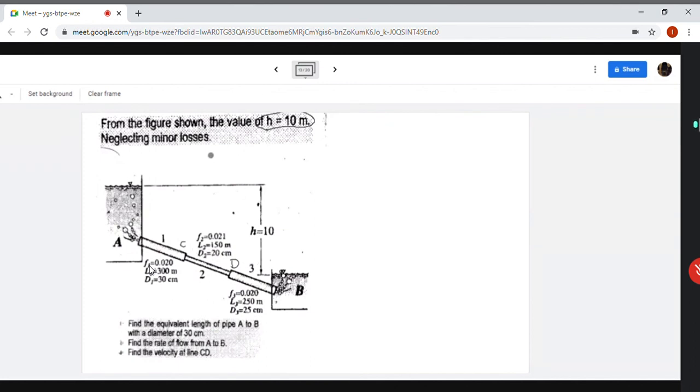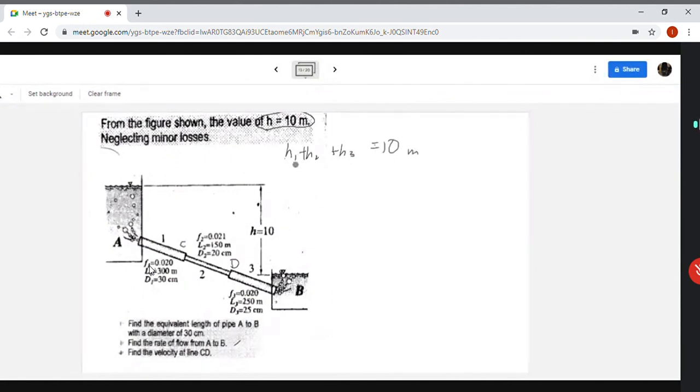Okay, so we know that head loss 1 plus head loss 2 plus head loss 3 is equal to 10 meters. So we can use that to get the discharge. So the first thing we can get is the discharge. How are we going to find the equivalent length? Okay, we first find the discharge.